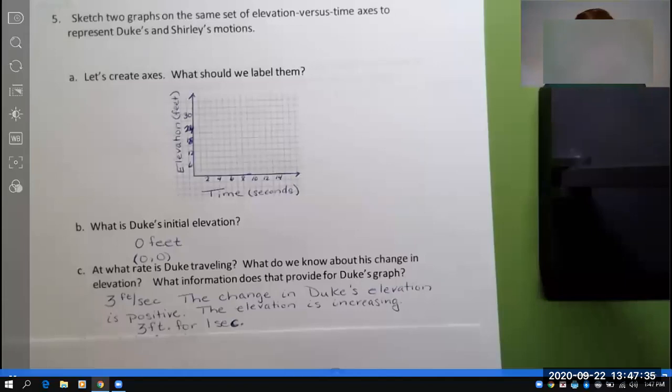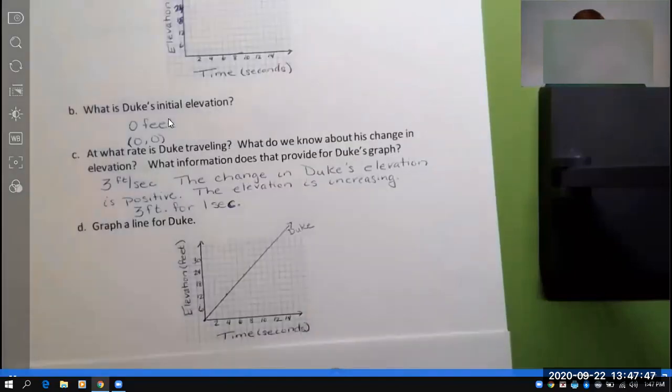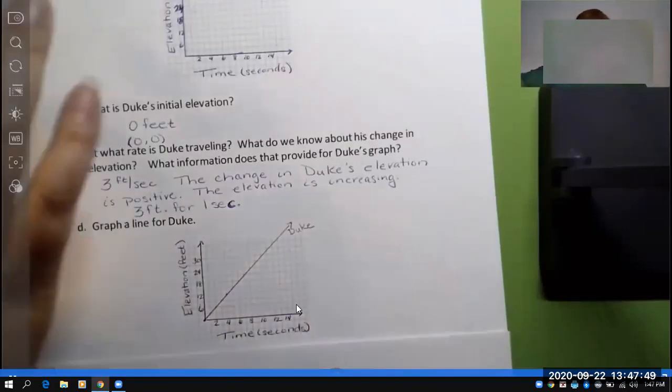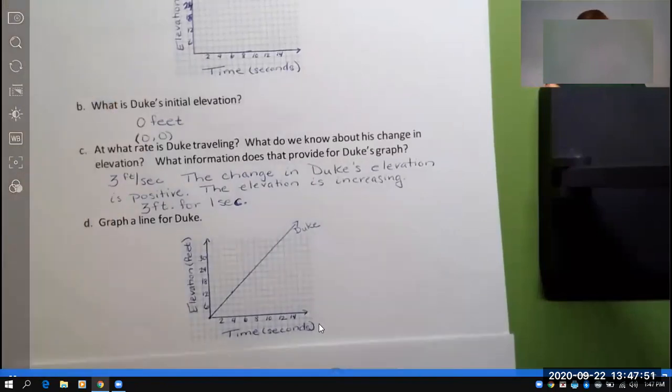Okay. So with this information, can we graph a line for Duke? I think that we can. Why don't you give it a try, and then we'll look at mine. Are you thinking that the graph should look something like this? Well, let's think about it for a minute.